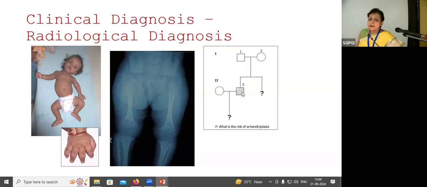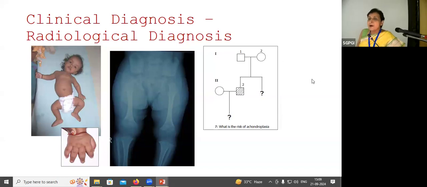What is the risk of recurrence of achondroplasia in his sibling? Anybody? What would be the risk in his offspring? If he marries a normal woman and wants to know whether his child will have achondroplasia, it is autosomal dominant inheritance, so 50% risk. But what about the risk in his siblings? Somebody said no risk because his parents are normal.